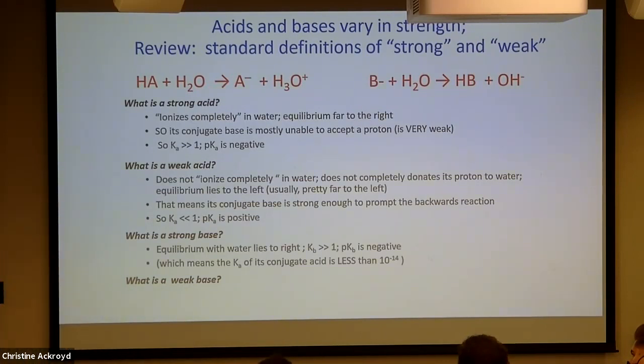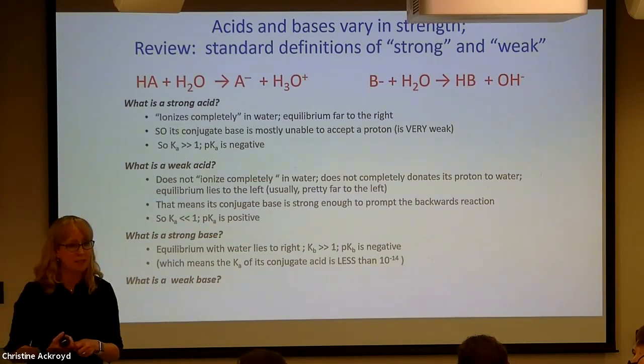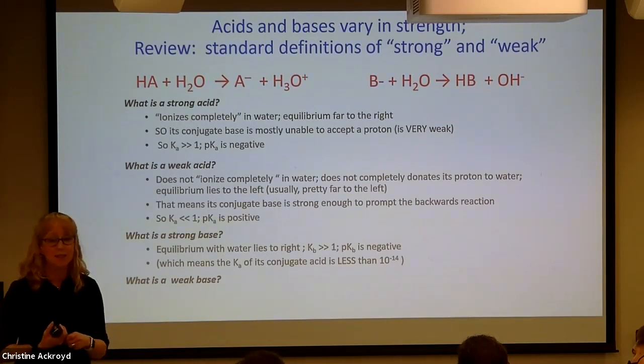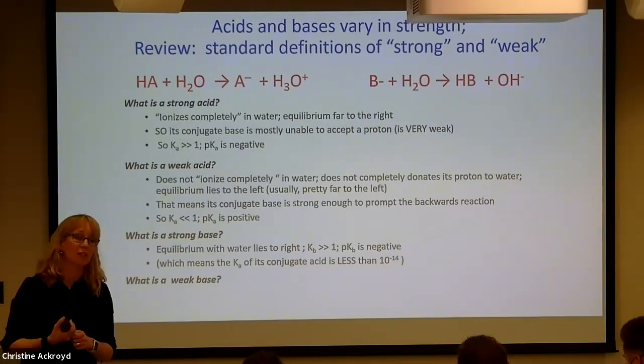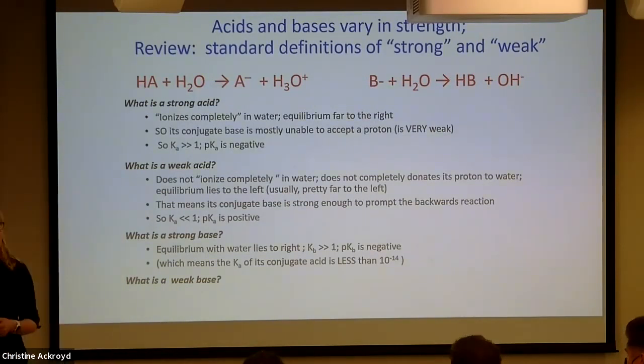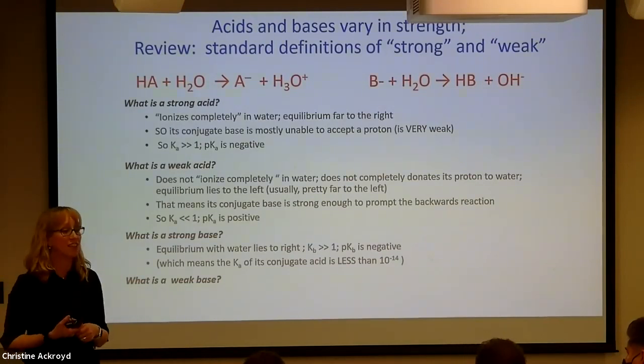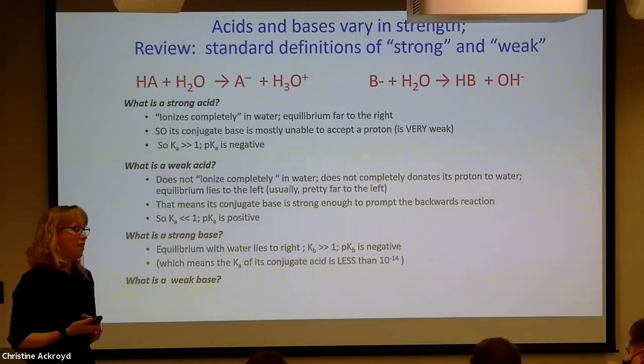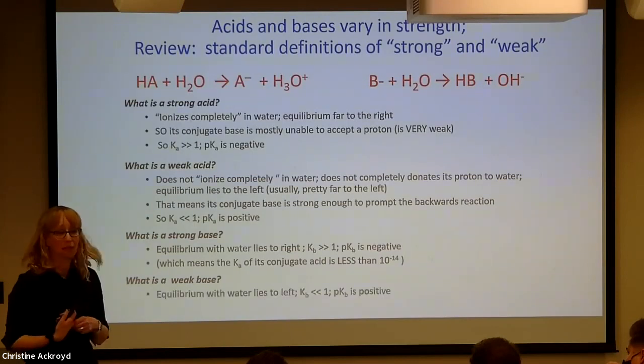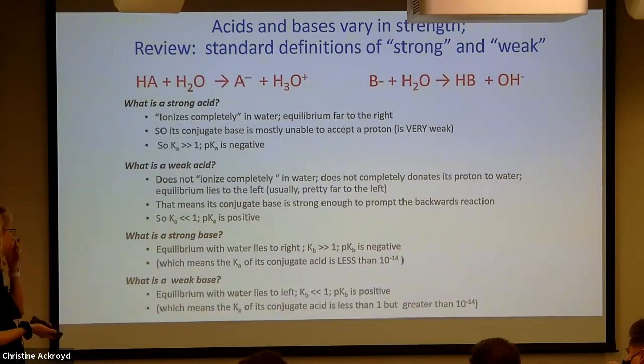How about a weak base? A weak base is the conjugate base of a weak acid. Some reactivity with water. Equilibrium probably still lies on the left. So Kb values are less than 1, which means the conjugate acid has a Ka value also less than 1. Calculate what the Kb values are. Okay.